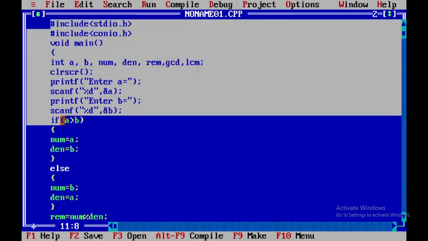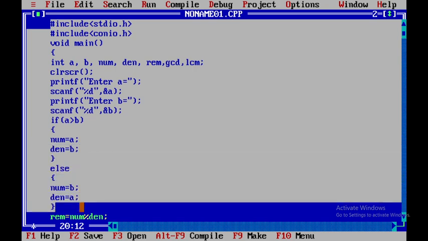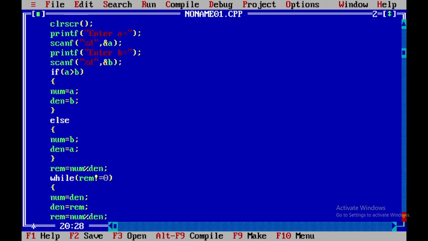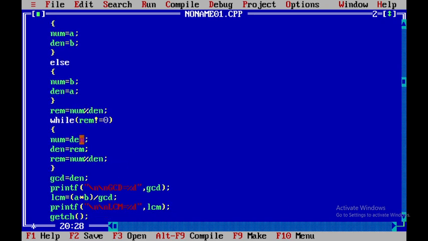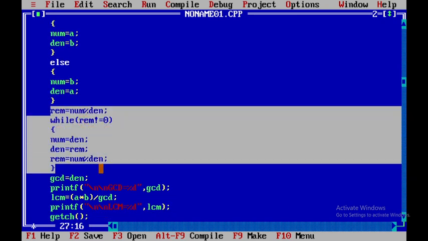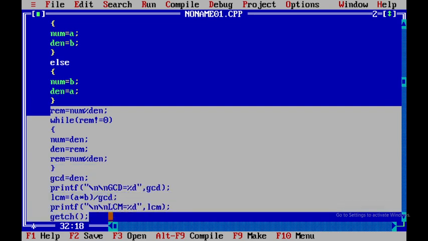In the if statement, we assign the numerator to the largest value and denominator to the smallest value, and then we find the remainder by dividing numerator by denominator, and then we use the loop. Okay, and then finally we print GCD and LCM.